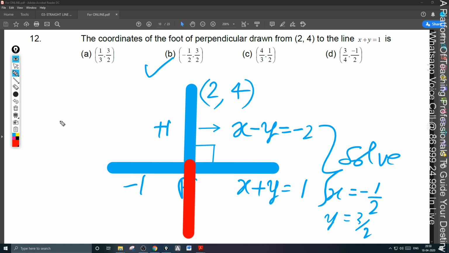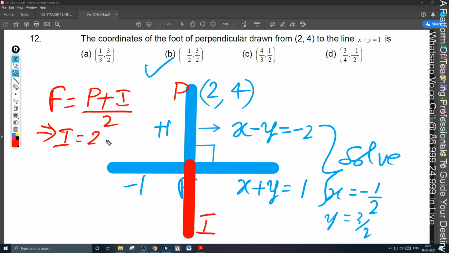Now, if you want the image, we will call it I. If you take this point as P, your F, this is F please, F is the midpoint of P and I, that is, P plus I divided by 2. Which implies I is nothing but twice F minus P.